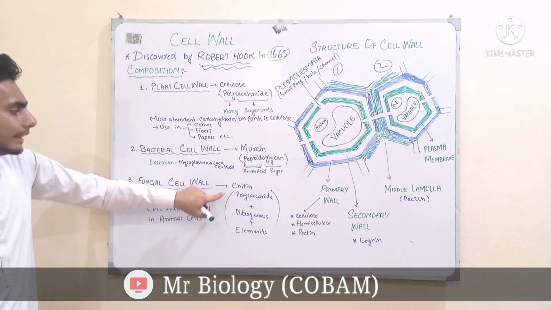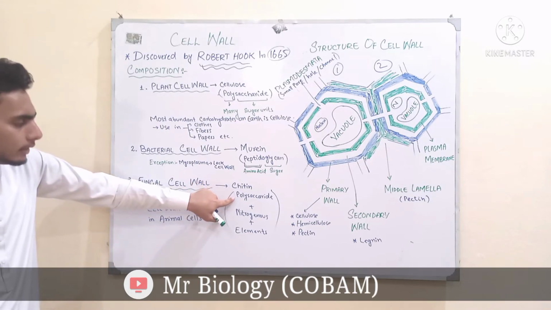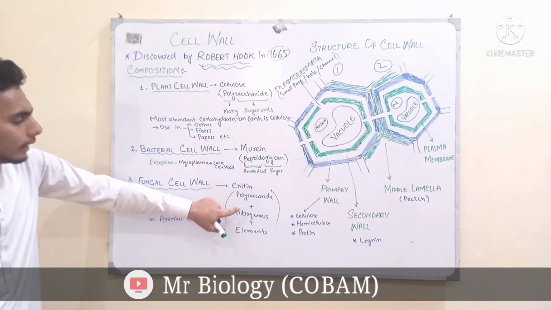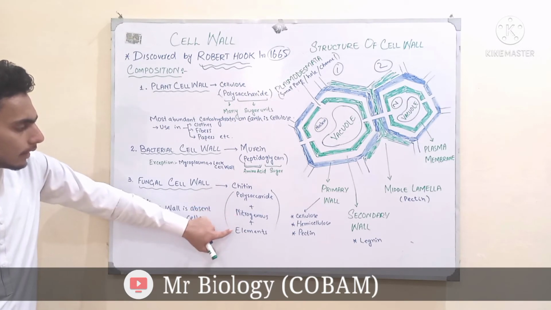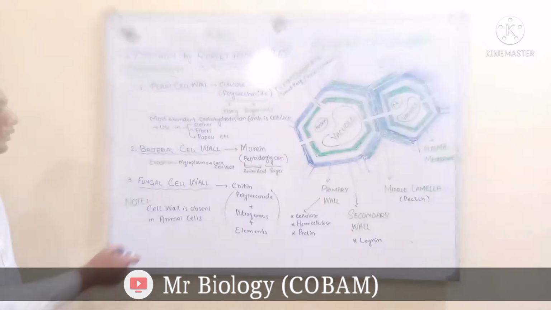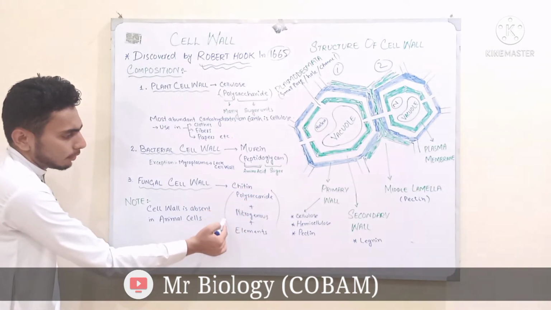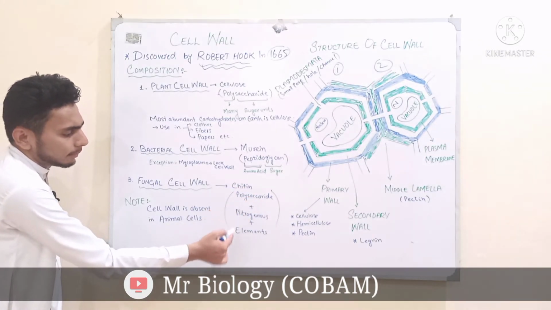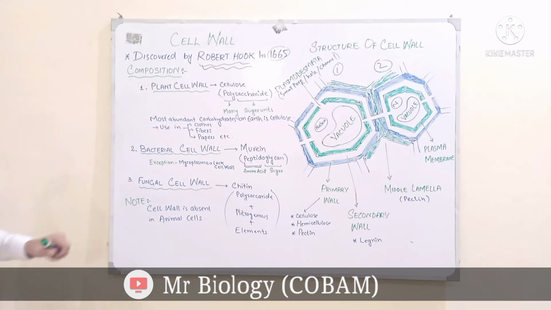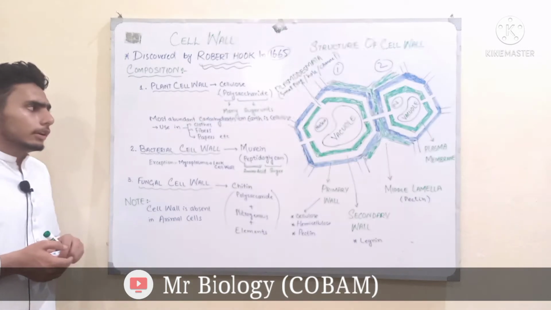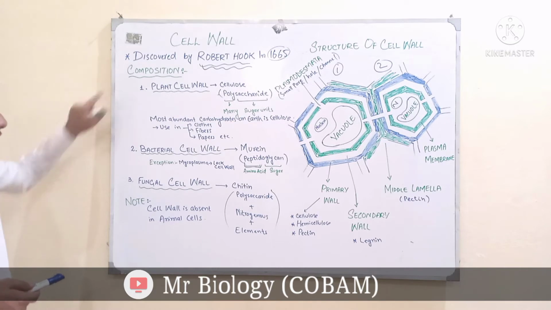Now, chitin is basically a polysaccharide, nitrogenous bases, and some other elements. So chitin is basically composed of polysaccharide, which is carbohydrate, nitrogenous compounds, and some other elements.